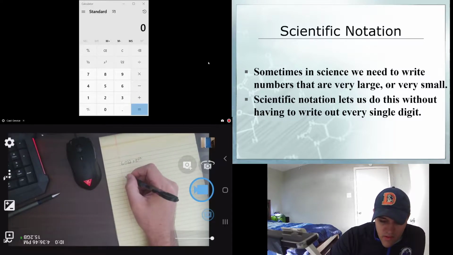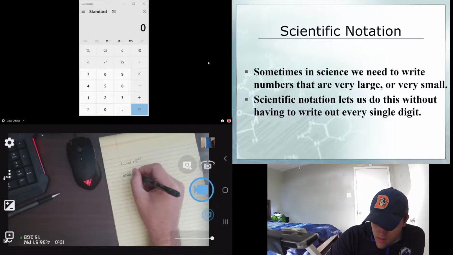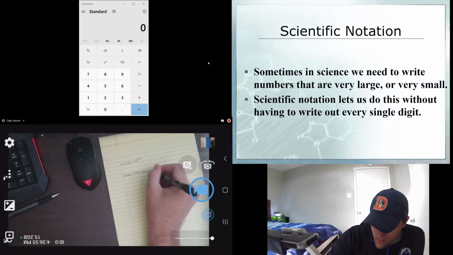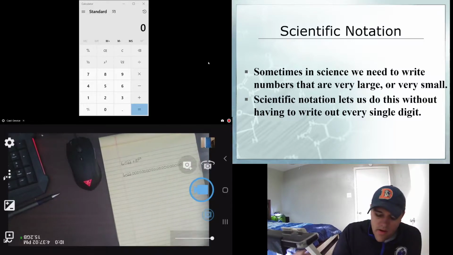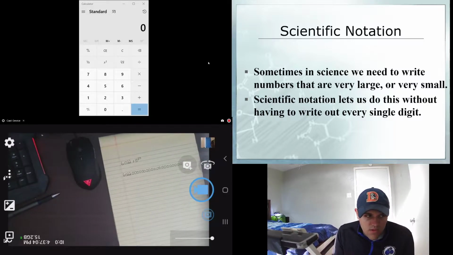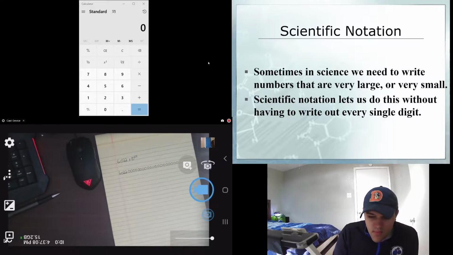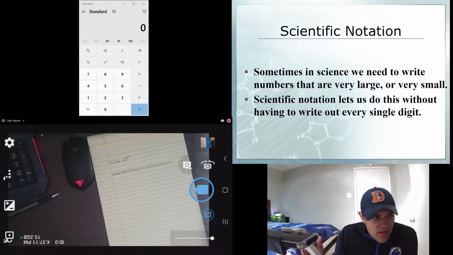If we wrote this out as a regular number, it would look like this. All right, with the 6022 and then 20 zeros on the end. So you can imagine how writing that out every single time you had to use it in a math problem could get annoying and frustrating. So that's where scientific notation comes in.